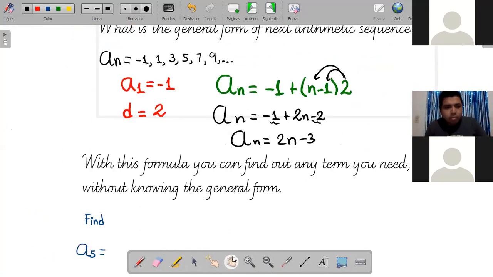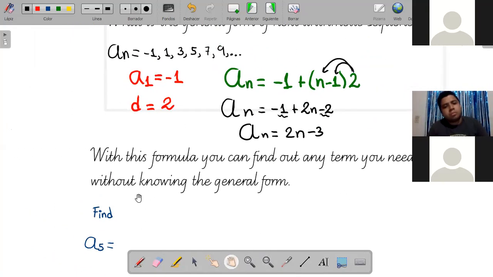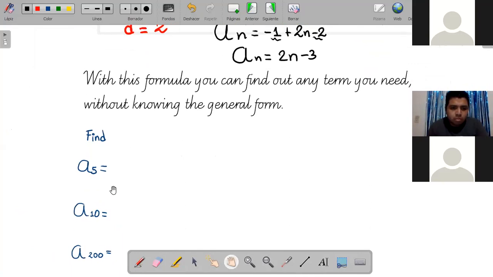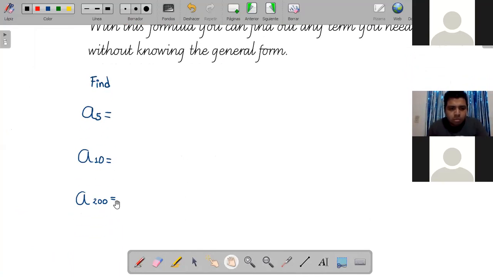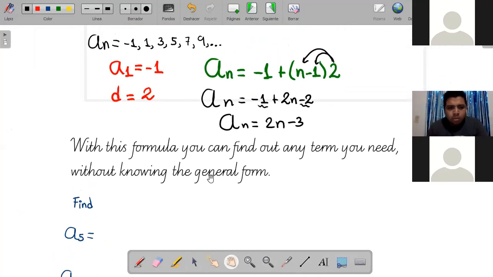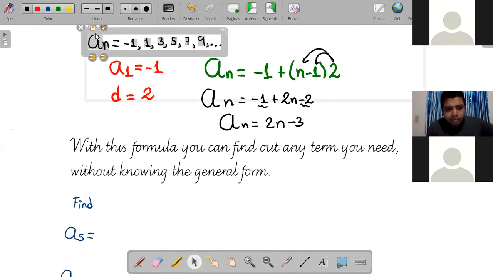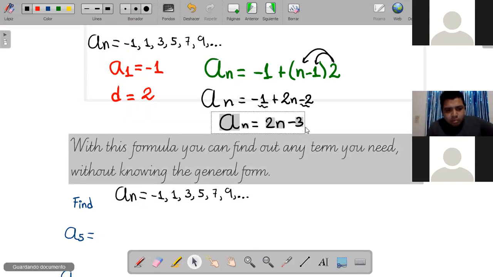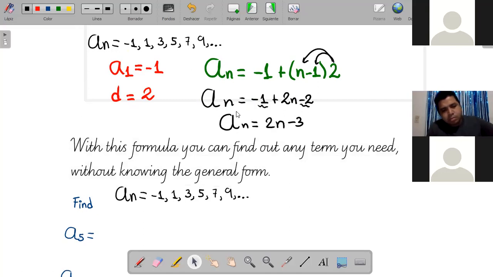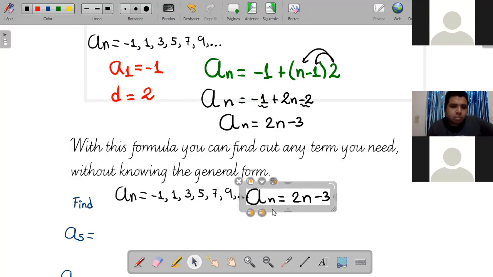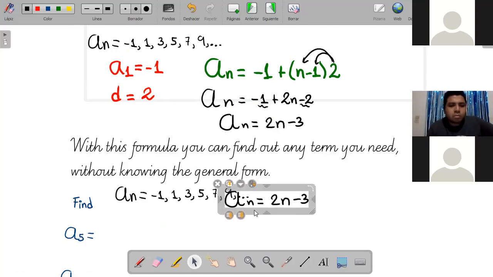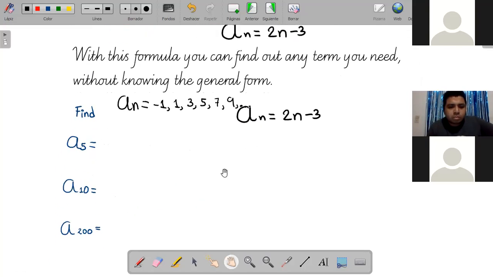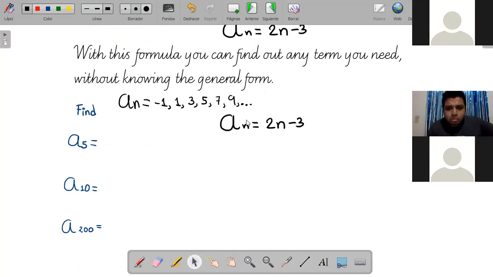So in this formula, what happens if I ask you to find the 5th term, the 10th term, and the 200th term? Could you find it if we already know the way we describe this arithmetic sequence? I think we can freely find any value we want, using the formula, of course. So it's a little way to try this formula. Can you tell me which is the 5th term?